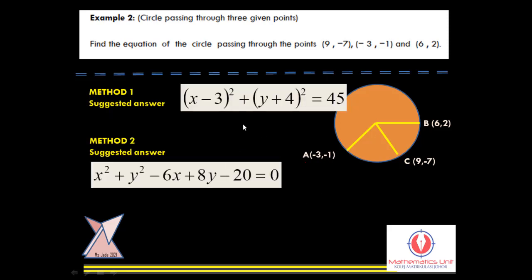So for these two, using the same information of the 3 points on the circumference, you can produce 2 types of equation. And at the same time, if you want to convert from the standard form back to the general form, you can expand it. From the general form back to the standard form, we just need to do completing the square.